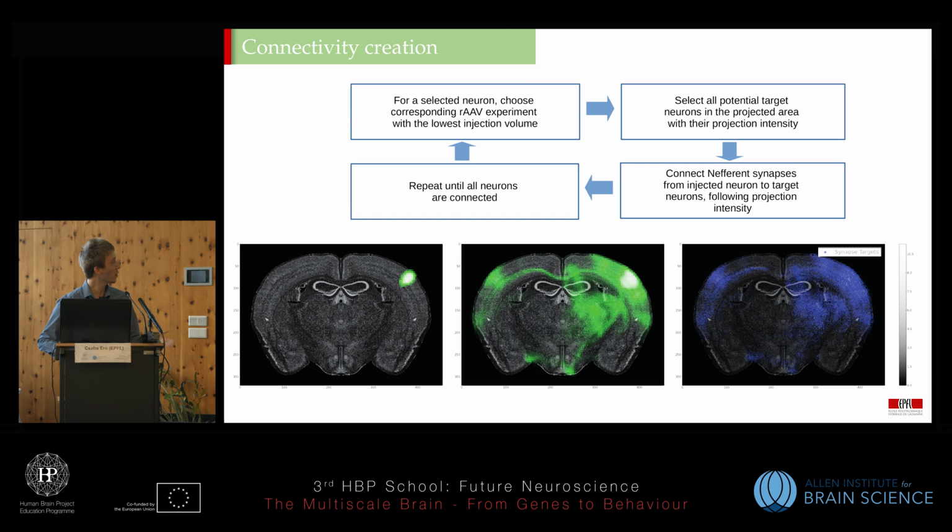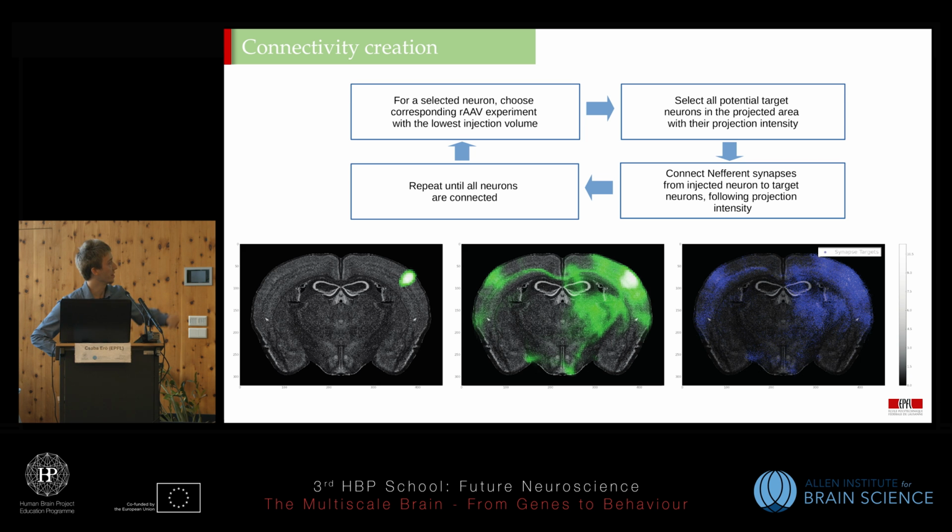The way we create connectivity out of this is that we take all the neurons in the injected site, so the first thing to appear, which is the figure on the left. Here I'm just showing one example with one experiment, but we do this for thousands of experiments.